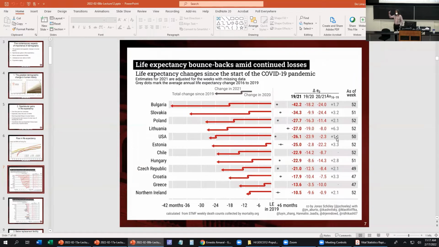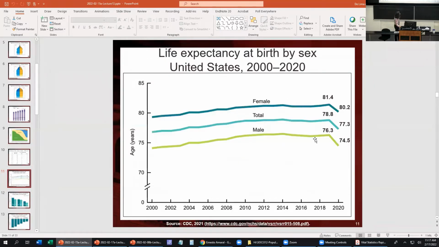So between 2016 and 2019, the US was improving the life expectancy at birth by around 1.1 months per year. And in exactly 1 year, it dropped by 24 months, 2 years. And that's exactly what we see in these other estimates from the CDC. So the life expectancy is improving over time, but not by a substantial amount, exactly because it's already so high. When we are at a high level, it's harder to improve.